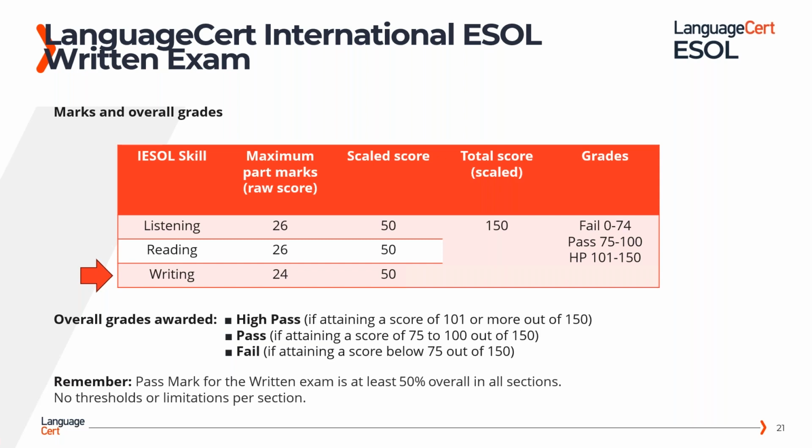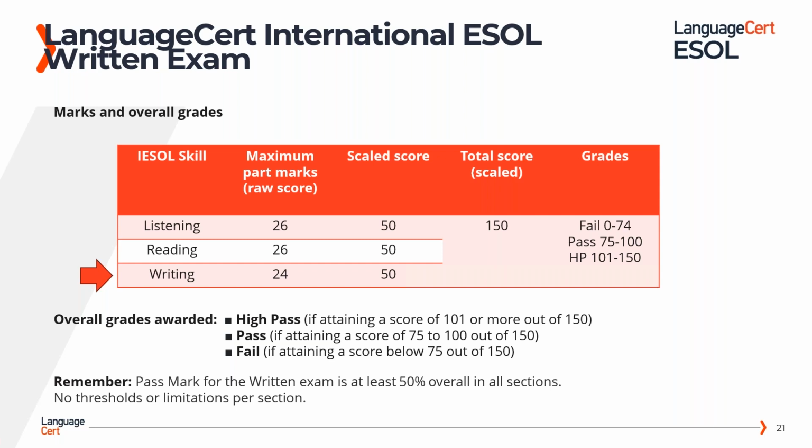Regarding the writing component, please note that there are no thresholds or limitations, that is, there is no minimum score to be attained. However, as in the case of the listening and reading components, in order to be successful, candidates need to attain an overall scaled score of at least 50%. Remember, the pass mark for the written exam, which consists of the listening, reading, writing components, is 50% overall in all sections.